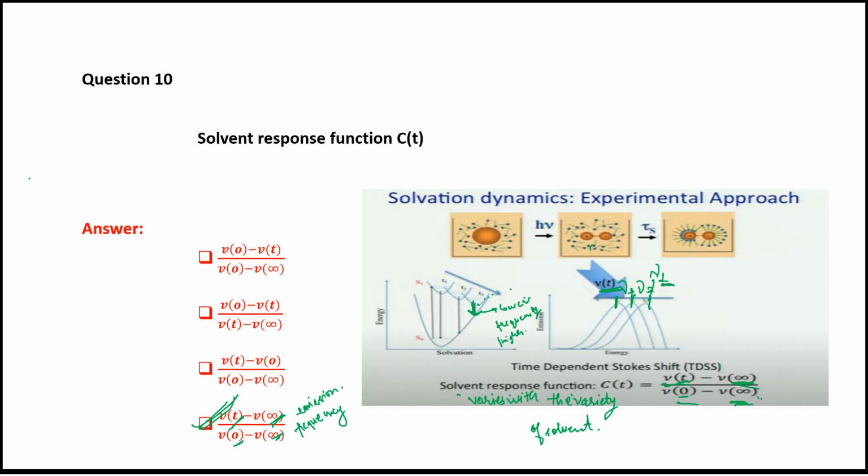Then, based on the polarity of the solvent, there is a function which is derived called the solvent response function, which measures how the change in the emission of any particular system happens as a function of time, depending on the polarity of the solvent. So we measure with respect to time the change in the emission wavelength or frequency, and thus we calculate the so called CT.